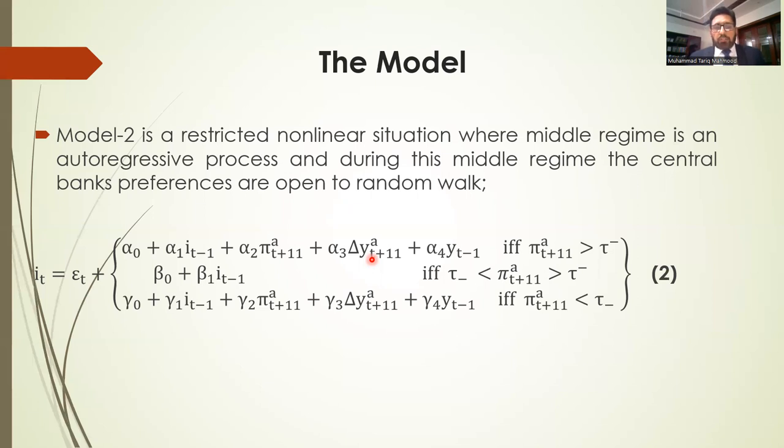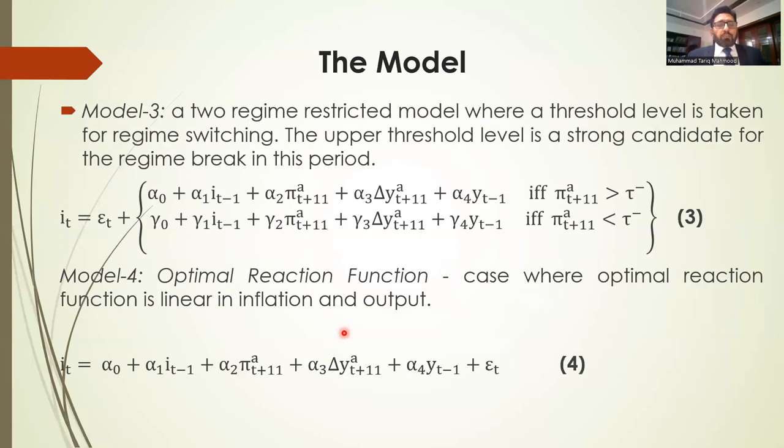Similarly for alpha 2, alpha 3, and alpha 4. And similar assumptions are provided for the third equation in this model when the inflation is below the lower threshold. So now, instead of having three regimes and three different threshold levels, we are going to have two regimes.